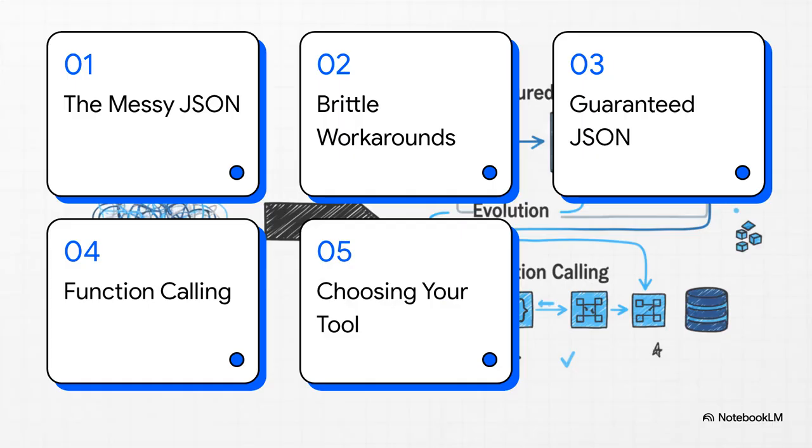All right, so here's the game plan. First, we're going to look at why AIs are so messy with their JSON. Then, we'll cover the old, kind of sketchy workarounds people used to use. After that, we get to the good stuff. Modern solutions like structured outputs and function calling that actually guarantee you get what you ask for. And we'll wrap up by seeing how all the big players are tackling this.